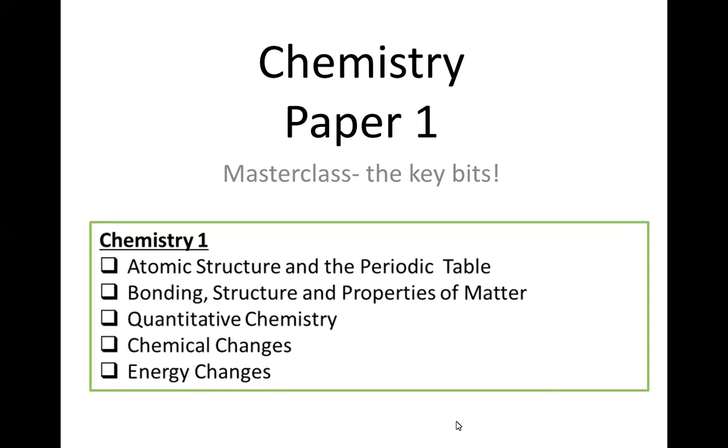So in Chemistry Paper 1, you have 5 topics that you need to be revising. The atomic structure and periodic table, that's all the basics of how an atom is arranged. We'll have a look at that in just a second. We're going to talk about bonding, structure and properties of matter. So I've got a nice summary of that for you here as well.